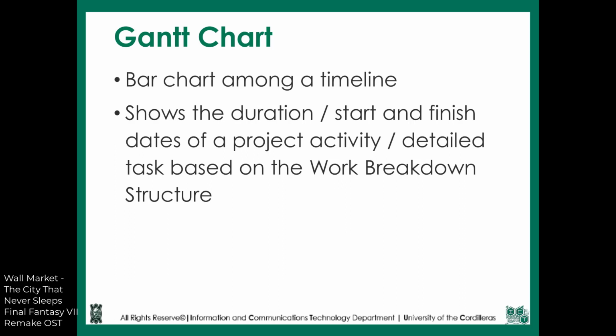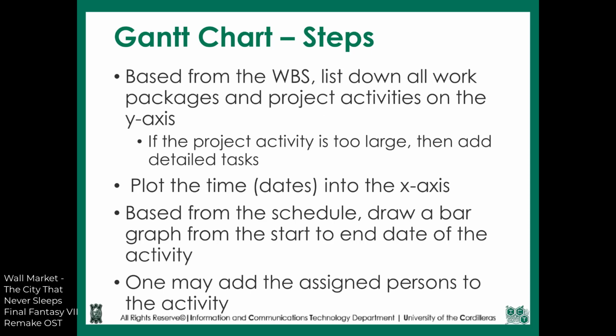This is a project diagram wherein a bar chart is placed along a timeline. This would show the duration of a project activity or detailed task based on the work breakdown structure. As stated, this is considered as one of the most common and easiest ways to determine project scheduling. To create a Gantt chart, let's look into these general steps.